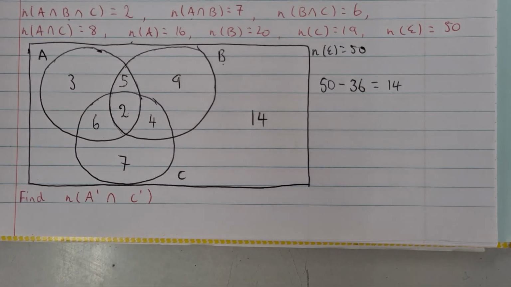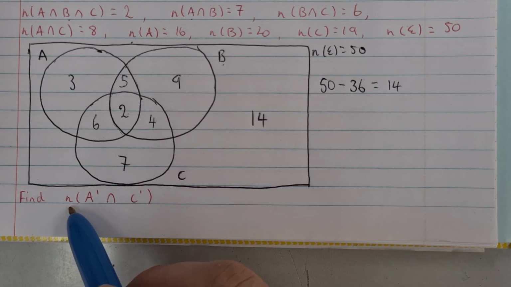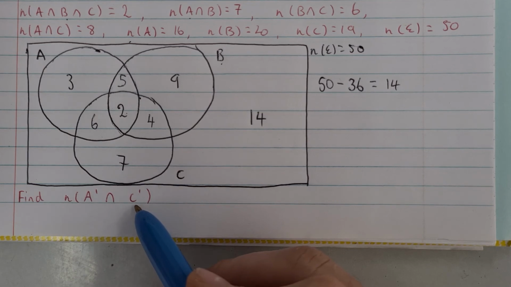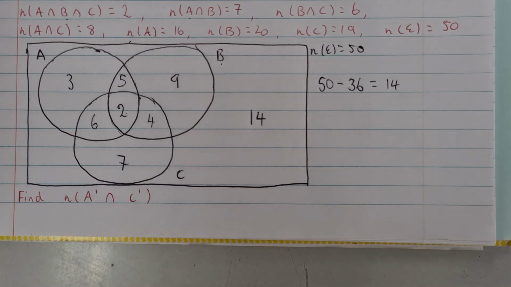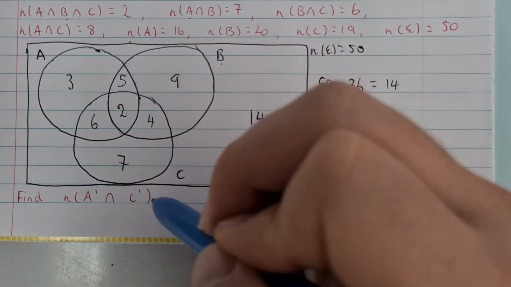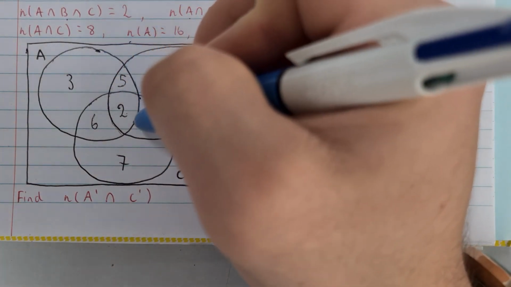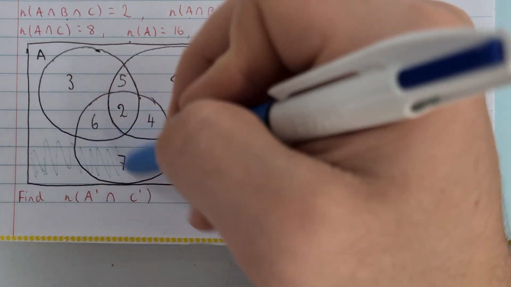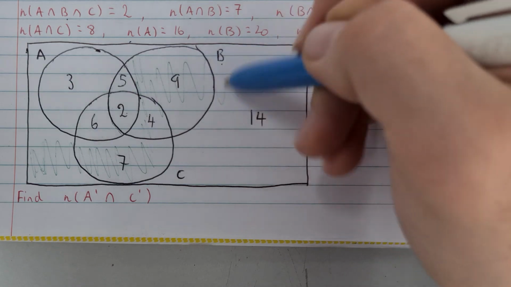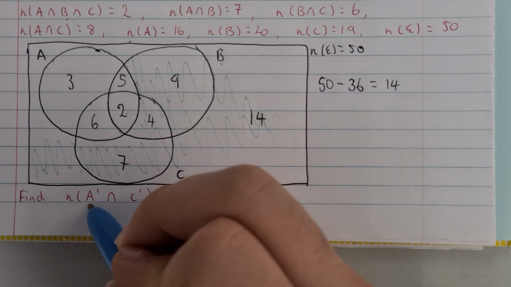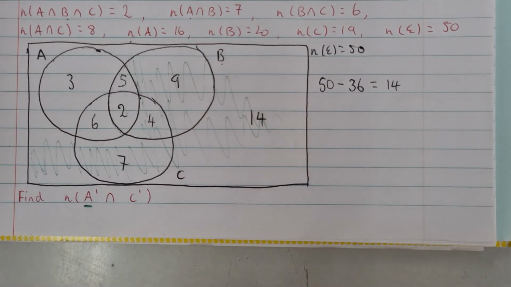Now, using this Venn diagram, we want to find the number of elements that are in the set not A intersection with not C. So the way I like to do this is, I'm going to see if I can use my pen to sort of shade these sections. So let's look at everything that's not A. So obviously we can see that A is this circle here. So everything that's not A is everything on the outside of that circle. So that's everything that's not A.